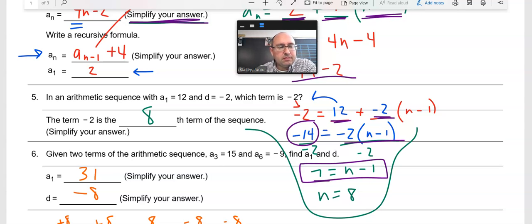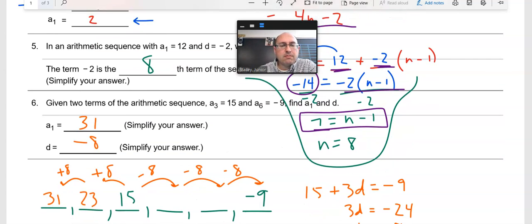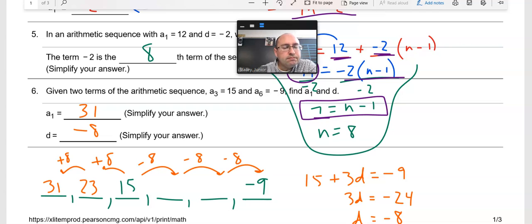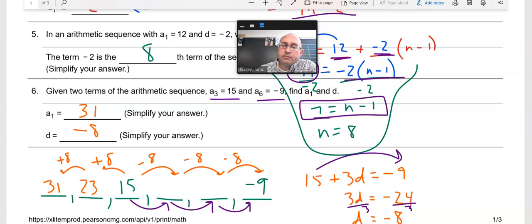Question 6. Give 2 terms of the arithmetic sequence. Okay, so we know the third term is 15, and we know the 6th term is negative 9. They want me to find the common difference and the first term. All right. So to move forward, 1, 2, 3. So that's 15 plus 3d equals negative 9. So then I can bring this to the other side and get negative 24, right? Negative 9 minus 15. And then I can divide by 3 and get negative 8. Now I know the common difference is negative 8.